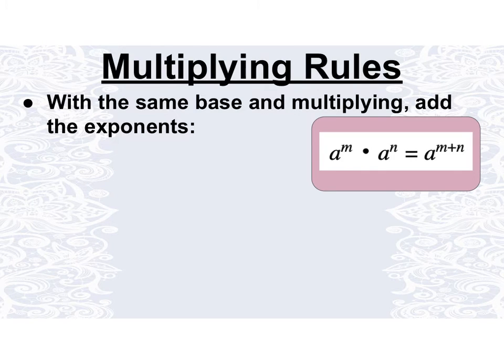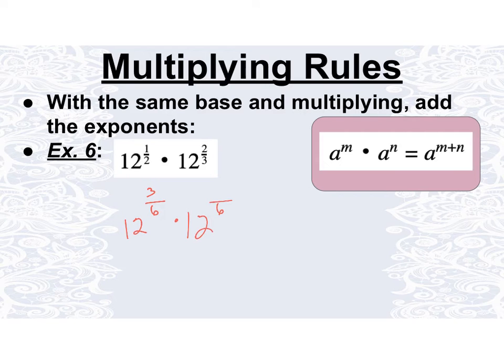Multiplying rules for exponents means when you have the same base and you're multiplying, you add your exponents. So here we have our fractional exponents. Remember, when you're adding fractions, you have to get a common denominator. So this would become 1/2 and 2/3, with a common denominator of 6. So 3/6 and 4/6 is 7/6.